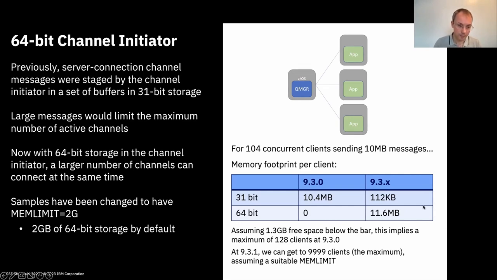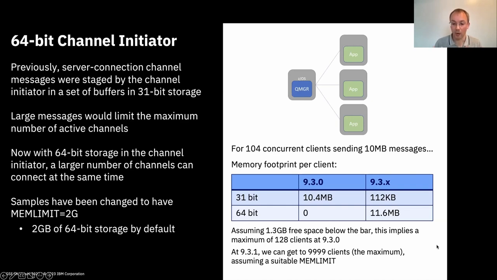So with this, if we look at the example that we're seeing here, we've got 104 clients all sending 10 megabyte messages. If you do the maths there, you can work out the footprint that the channel initiator would need to allocate memory to support those messages. And we can see that in 9.3 LTS and prior to that, before this feature came in, all of that storage, all the buffers to store those messages would be below the bar, and therefore we would need about 10 megabytes of storage below the bar to support that.